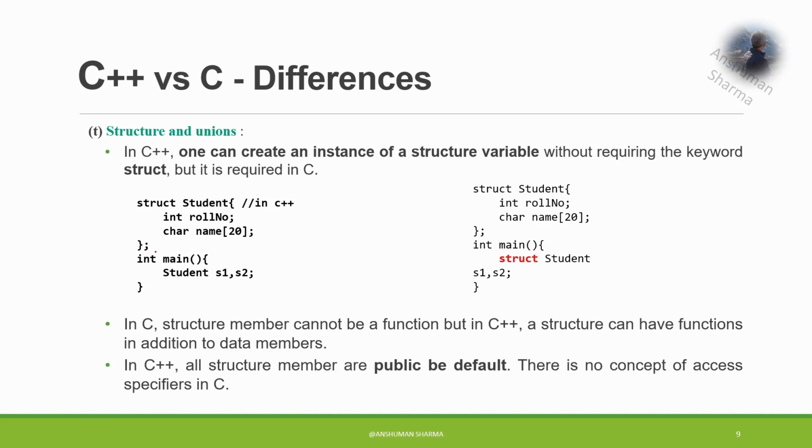Now in the context of structures and unions, if you remember, in C you had to write the struct keyword while declaring these variables, but in case of C++ there is no need of writing it. It can work without it over here. So in C++ one can create an instance variable of a structure without requiring the keyword struct, but it is mandatory in C. Now in C, a structure member cannot be a function. So you cannot include functions as members of a structure. Its members can only be the data part. Now in C++, a structure can have function definitions along with the data members. So this is allowed in C++.